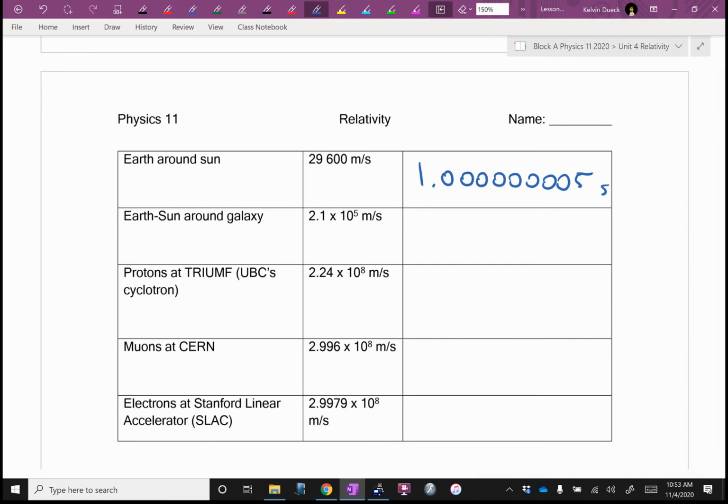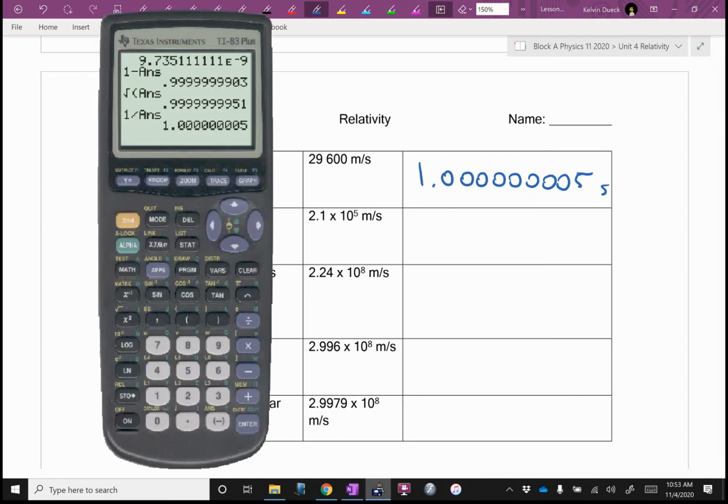Hey, the Earth is moving through the galaxy around the black hole Sagittarius A* at the center of our galaxy. Is time moving slower for us than it is at Sagittarius A*? Let's find out. So now let's go 2.1 scientific notation button 5, divided by 3 scientific notation button 8. Stretch your hand up. Yep.